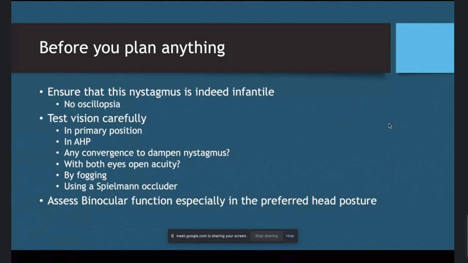And you also want to see what is the binocular function in the preferred head posture. Because remember, you're operating on the muscles. You shouldn't create a strabismus and ruin the binocular vision. That's why we don't operate on very young kids, where you do something and create some tropia, and then the patient loses binocularity. That's not ideal. So we usually wait till about 5 or 6 years of age to operate on these patients.